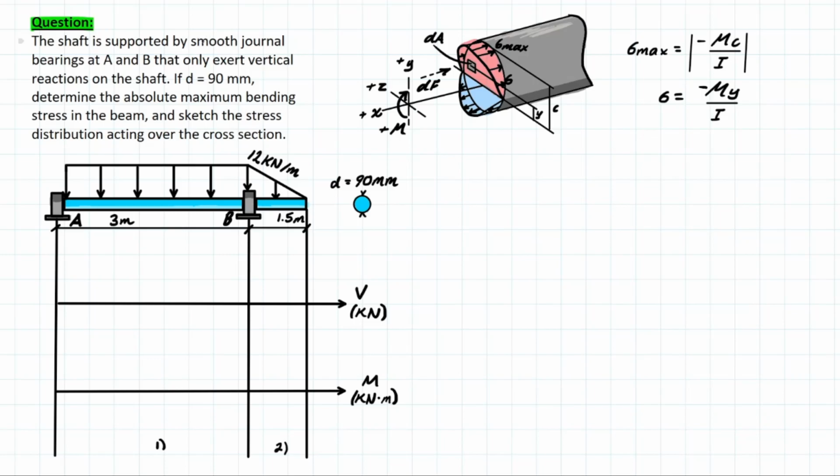We have a shaft that's supported by smooth journal bearings at A and B. So there's just going to be vertical reactions here and here. And we have a shaft that's circular, and it has a diameter of 90 mm. And it wants us to determine the absolute max bending stress in the beam. And it wants us to sketch the cross section and show its stress distribution.